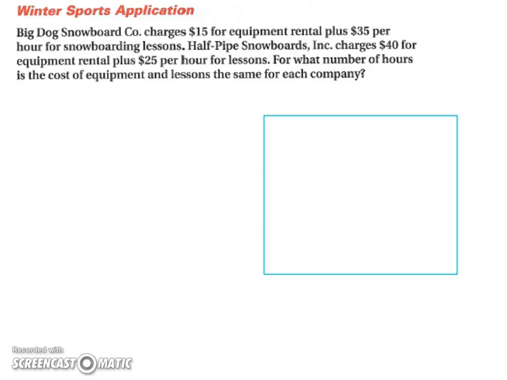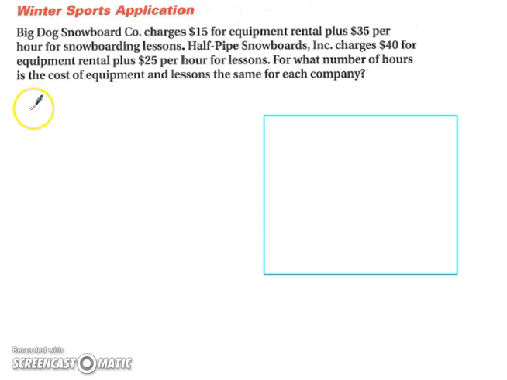Let's try a winter sports application. Big Dog Snowboard Company charges $15 for equipment rental plus $35 per hour of snowboarding lessons. Half Pipe Snowboards Inc. charges $40 for equipment rental plus $25 per hour for lessons. For what number of hours is the cost of equipment and lessons the same for both of the companies?